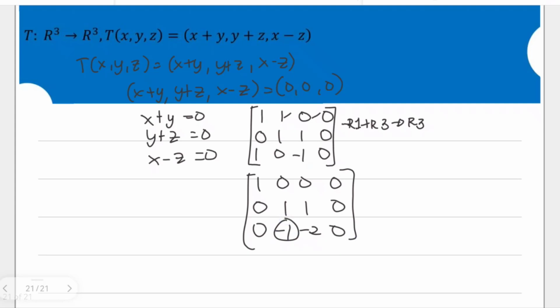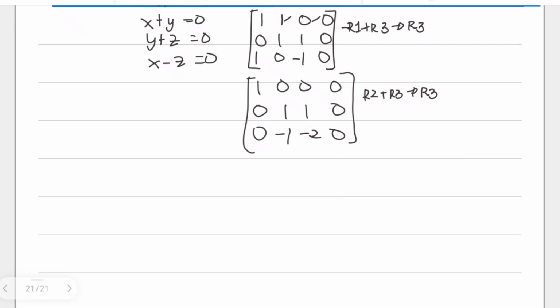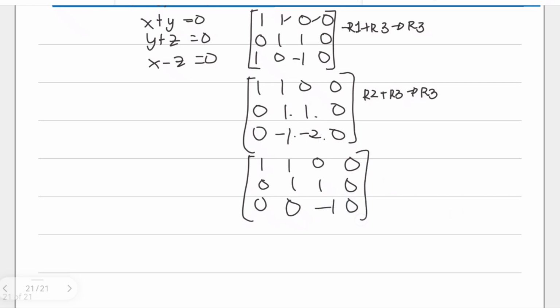Next, let's make this 0 by adding row 2 and row 3 for a new row 3. Oh, my bad, this is still 1. Next, you will have here 1, 1, 0, 0, then 0, 1, 1, 0. Add this 1 to negative 1, we'll have 0. Add this 1 to negative 1, you have 0, and then 0 here. And finally, you see something like this. We know that there's no exact value here. Let's try negative R3 for a new R3. You will have this final matrix: 1, 1, 0, 0, 0, 1, 1, 0, 0, 0, 1, 0.